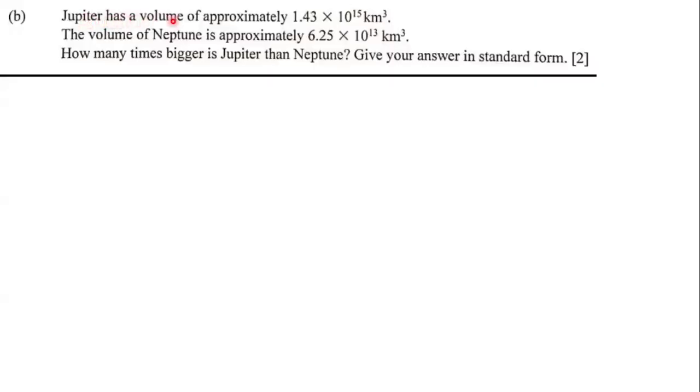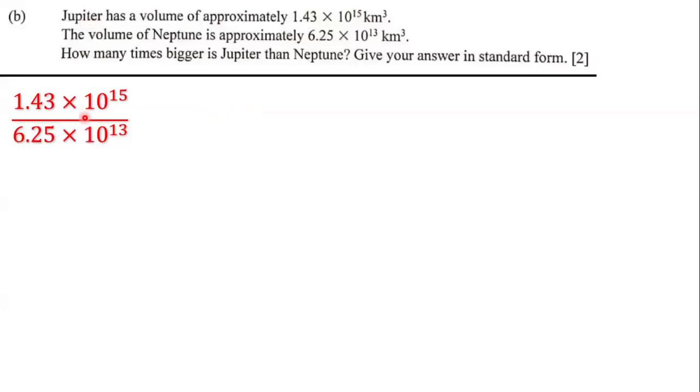Jupiter has a volume of approximately 1.43 times 10 to the 15 kilometers cubed. The volume of Neptune is approximately 6.25 times 10 to the 13 kilometers cubed. How many times bigger is Jupiter than Neptune? Give your answer in standard form. And so in order to answer this question, we have to divide.